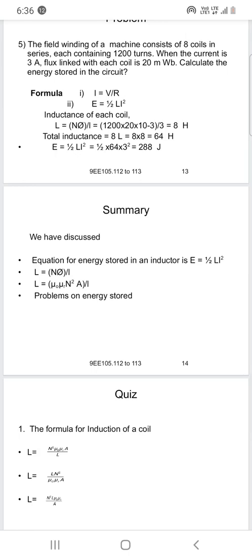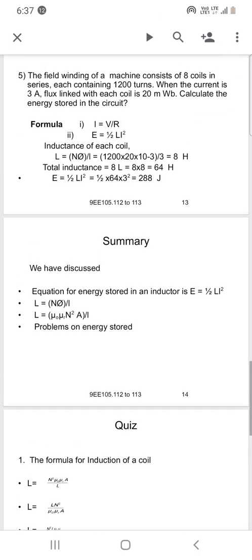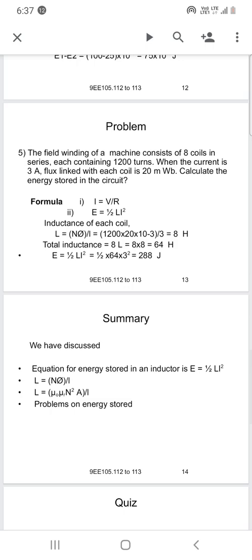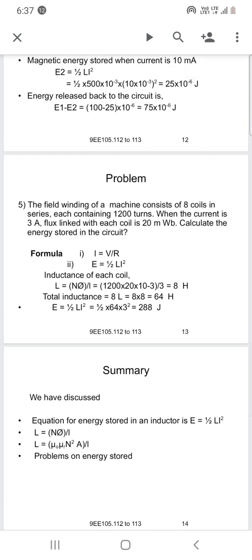So E is equal to the energy stored in the magnetic field. E is equal to half Li square. So half into 64 into 3 square. Then we will get 288 joules. So this is the energy stored in the magnetic field. So we have to learn about the problems on energy stored in the magnetic field.